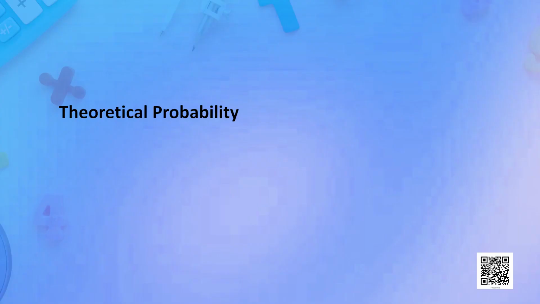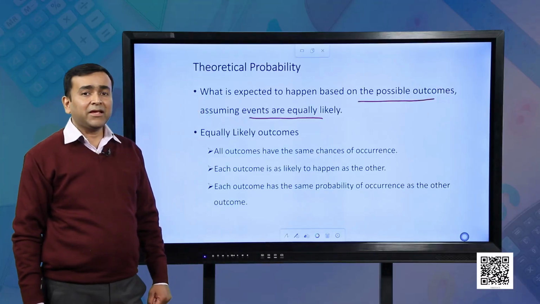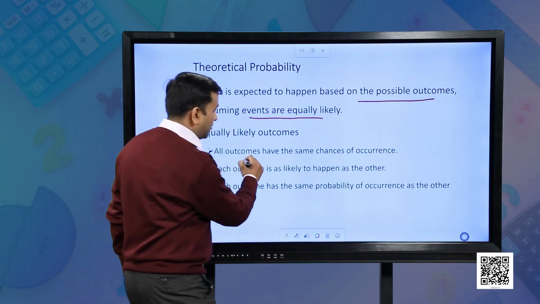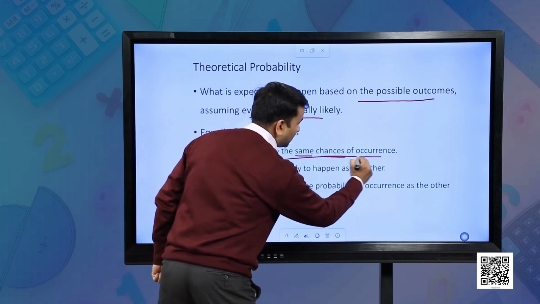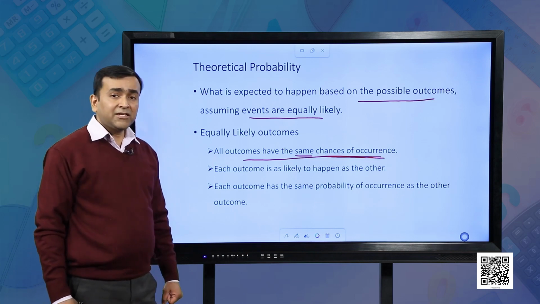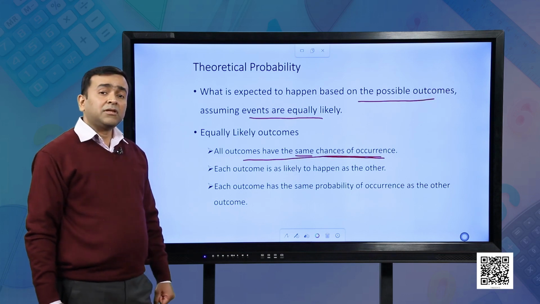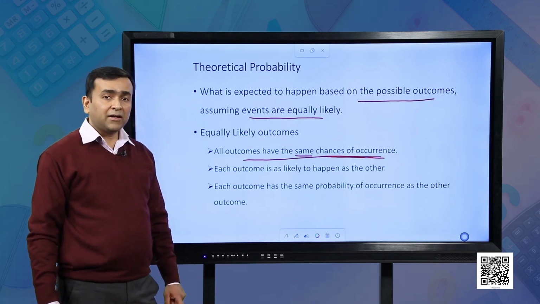Now, let us understand what a theoretical probability is. The theoretical probability is based on possible outcomes of an event which are equally likely to happen. So, what do you mean by equally likely events? Equally likely events are those events whose outcomes have the same chances of occurrence. So, kindly note the phrase same chances of occurrence. That means each outcome is as likely to happen as the other, and so the probability of each outcome is same as the probability of another outcome.